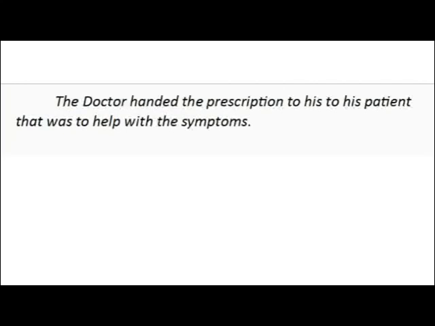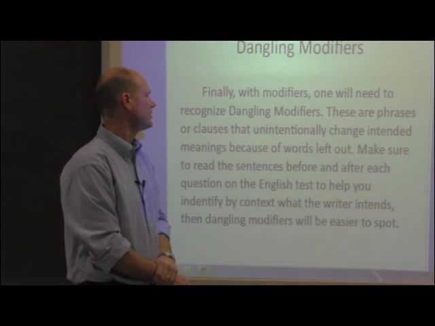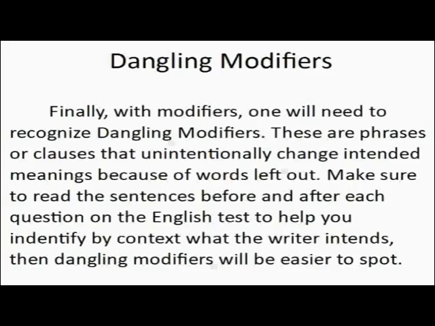Another sentence. The doctor handed the prescription to his patient. That was to help with the symptoms. All right, what is it that's being modified? The prescription is the thing that's supposed to help with the symptoms, right? They're pretty far away in that sentence. So instead we change it to the doctor handed the prescription that was to help with the symptoms to his patient. Finally, with modifiers, one will have to recognize dangling modifiers.